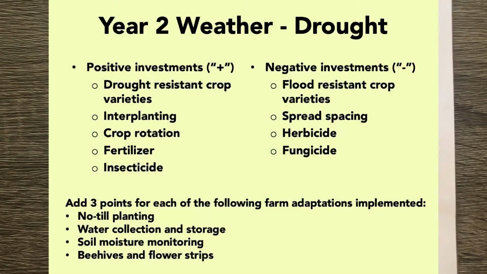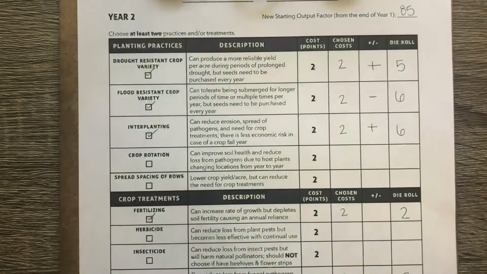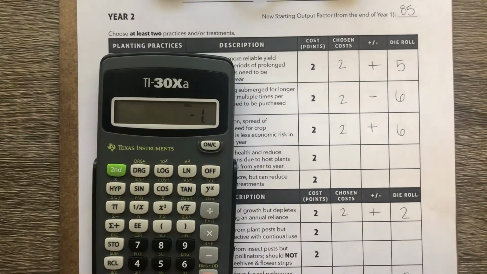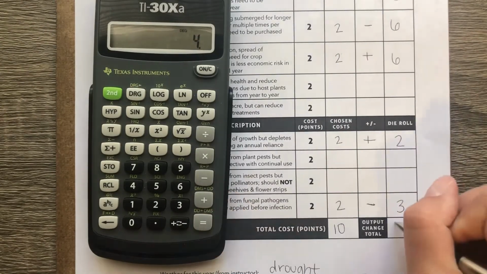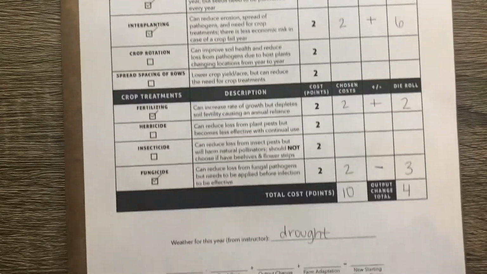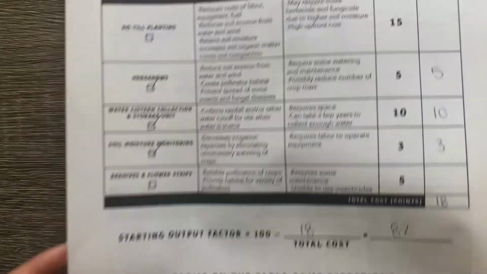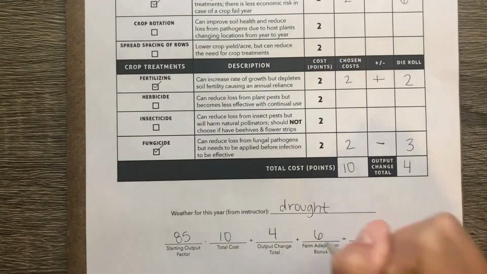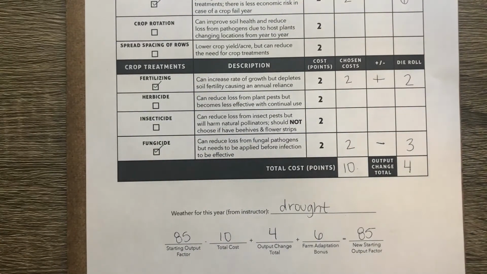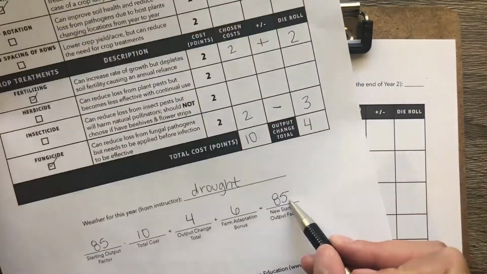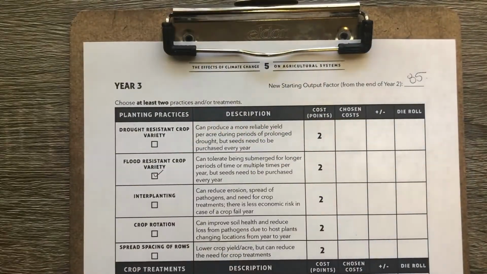In Year 2, there was a drought. Students must fill in the plus and minus columns using the slide, add them up, and write that number in the output change total box. Add in the farm adaptation bonus points, then calculate a new starting output factor. Follow the same steps for Year 3, where the weather is a heat wave.